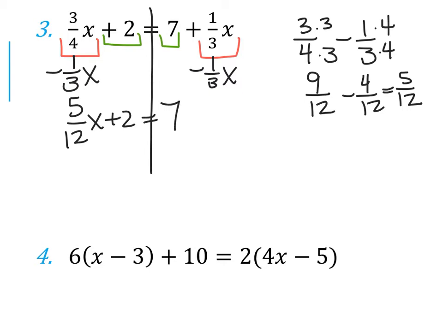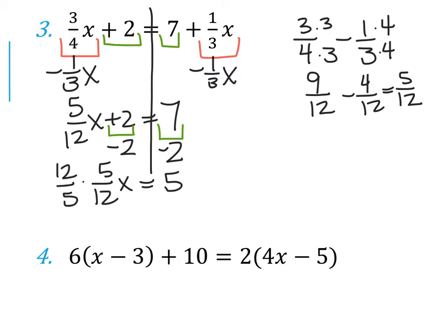Now I can look for my like terms, and this time I have the positive 2 here, and across the line I have that positive 7. So I want to move over that positive 2 by subtracting 2. And hopefully this looks familiar, that we have this multiply by a fraction. Remember, we want to think divide by that fraction, but really we're going to multiply by the reciprocal.